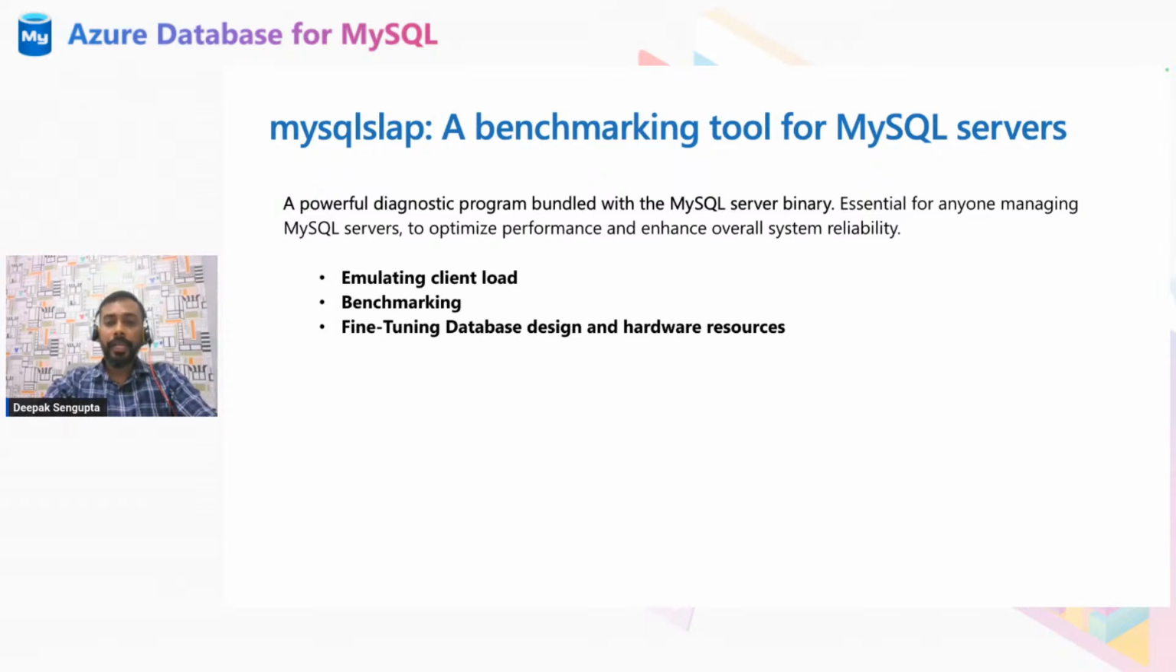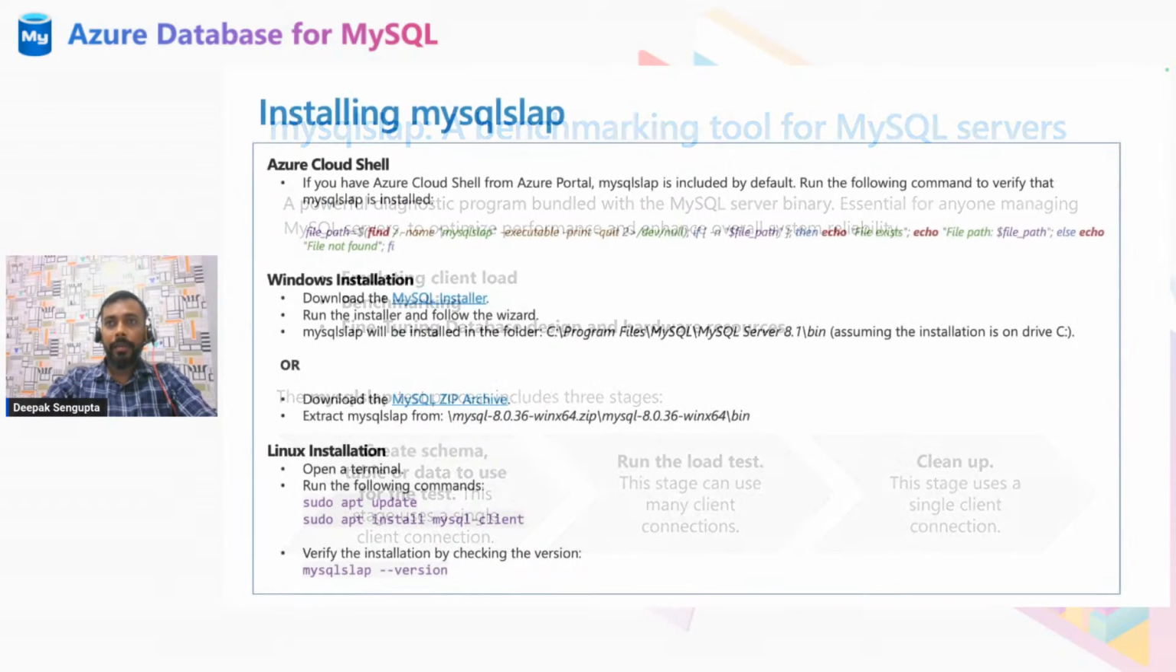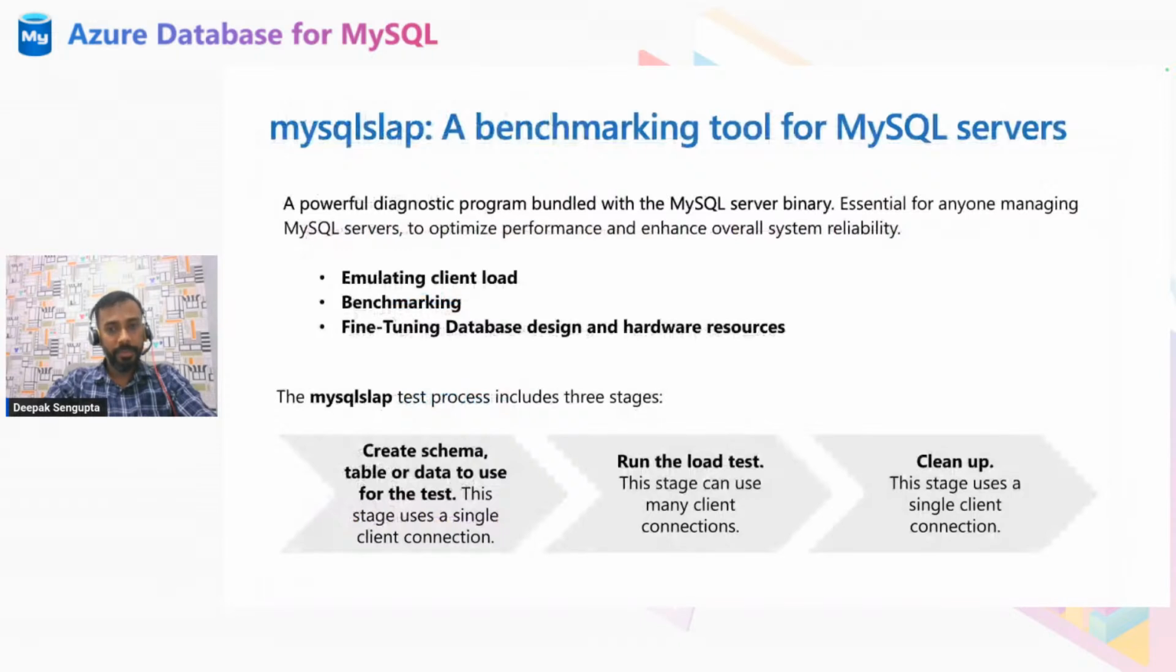But first, let me explain how we can use this particular tool and how it basically works. As I mentioned, mysqlslap helps us with benchmarking by emulating client load. Based on the benchmarking result, it helps us to fine tune the database workload and the hardware resources that we have configured for our instance. Now, how exactly does it work in the backend?